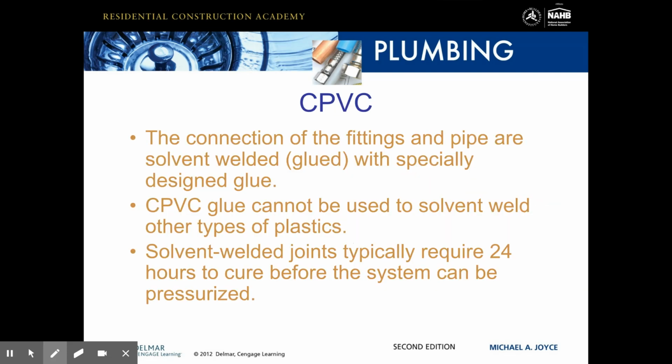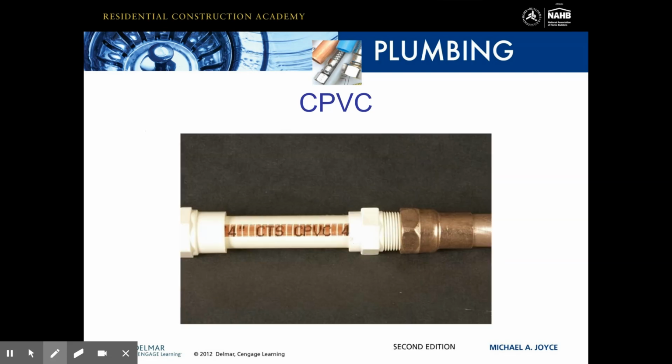The connection of the fittings and pipe for CPVC are solvent welded. The glue cannot be used to solvent weld any other types of plastics. It's specific just for this. The solvent welded joints typically take 24 hours to cure before the system can be pressurized. So this isn't like our copper pipes or our PEX. You need to wait about a day before you're able to pressure test and see if there's any leaks.